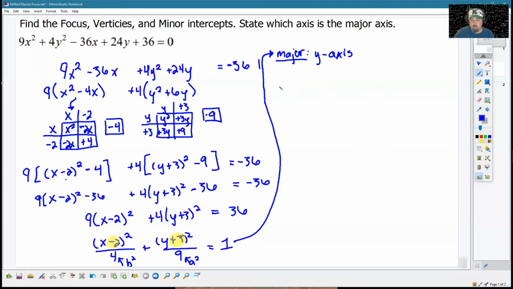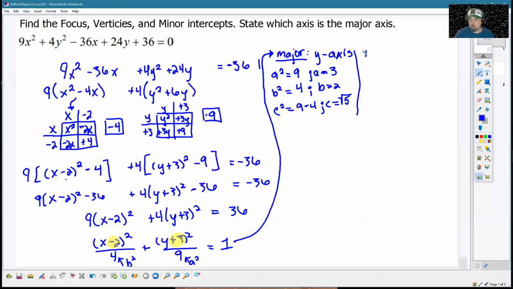So let's go ahead and find all the stuff we need. a squared was 9, so that means a is going to be 3. b squared is 4, so that means our b is going to be 2. And c squared is going to equal 9 minus 4. So it's a squared minus b squared. That means that c is going to be the square root of 5.